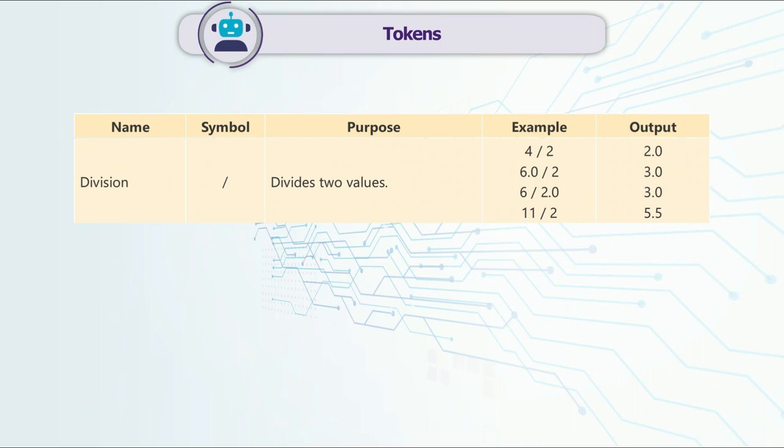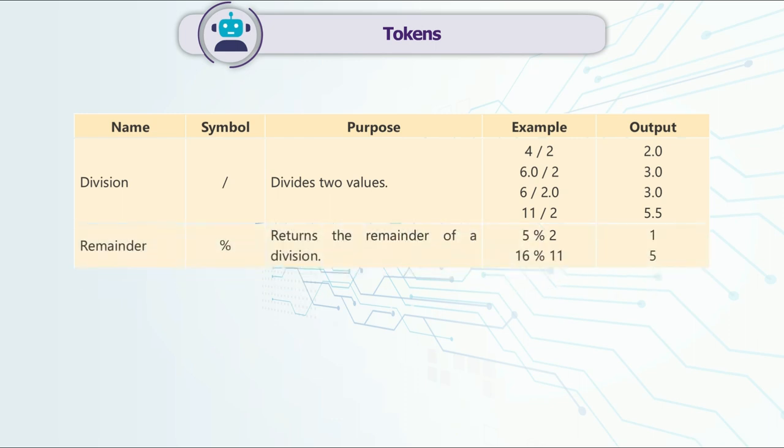Division: divides 2 values. 4 / 2 gives 2.0. 6.0 / 2 gives 3.0. 6 / 2.0 gives 3.0. 11 / 2 gives 5.5. Remainder, the percentage symbol: returns the remainder of a division. 5 % 2 gives 1. 16 % 11 gives 5.